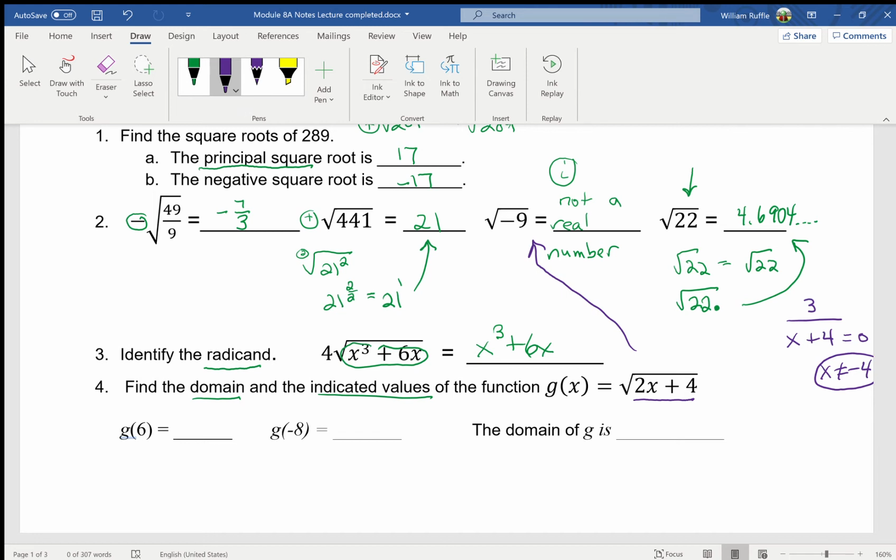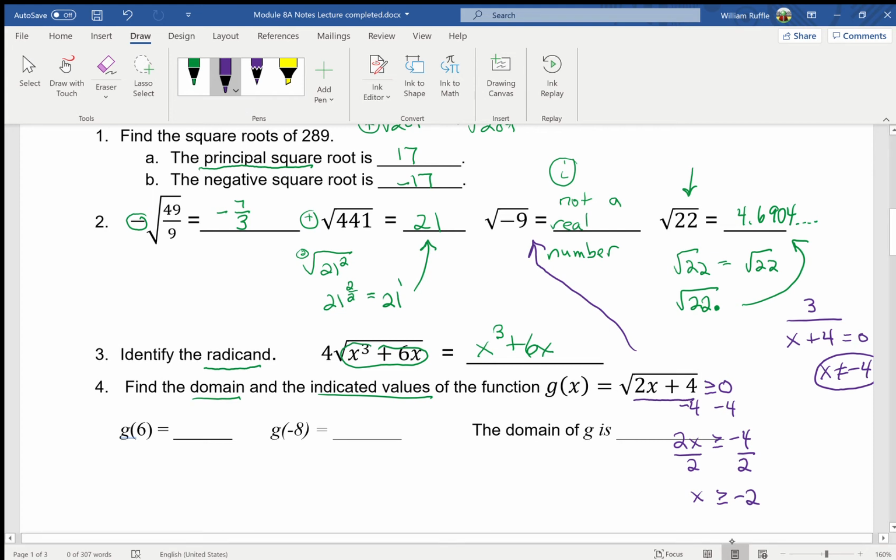So now in this case, this underneath the radical, or the radicand, must be greater than or equal to 0. So all I do is I make a little equation greater than or equal to 0, and then I solve for x. So I subtract 4 from each side. I get 2x is greater or equal to negative 4. Divide each side by 2. I get x is greater than or equal to negative 2. So, as long as x value is greater than or equal to negative 2, I will get a real answer. If it is less than negative 2, I will not get a real number.